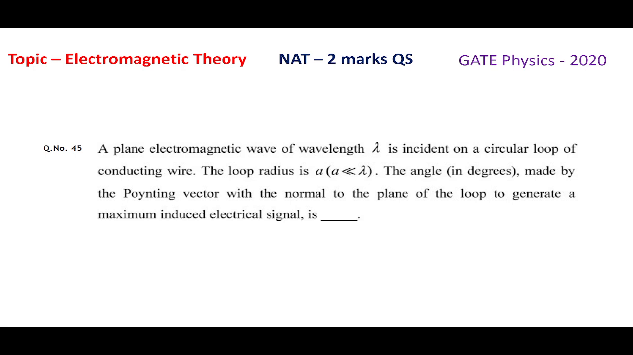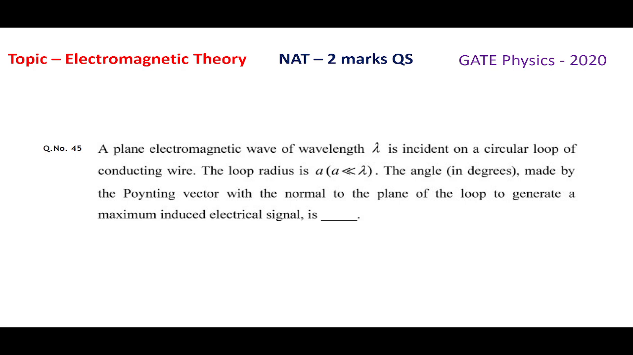Am I clear to you? Yes, sir. Okay. So if your E cross B, your pointing vector, is along the XY plane, and your B vector is in the Z direction, along the normal to the plane, you got the condition for the maximum flux or maximum induced EMF from that. So what should be the answer there? 90. Yes, the answer should be 90. So you don't have to do anything. You just have to visualize what the direction should be.